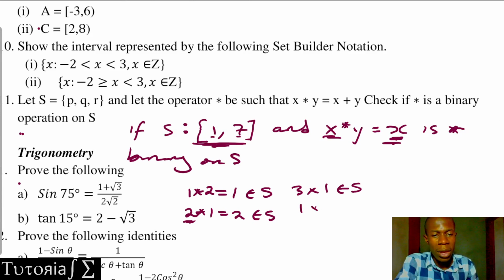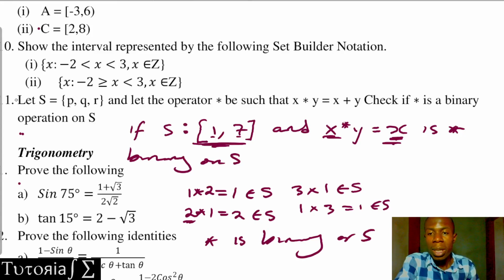Again, if we try 1 star 3, it will give us 1 star 3, which will be equal to 1, which is an element of S. We can try all the numbers simply because of the way x star y is defined. All the numbers that we're going to get will be part of this set, so we can conclude that star is binary. But you have to show all of them. If you're asked to show that star is binary, you have to go through all the combinations. Okay, so we can conclude here, star is binary on S.